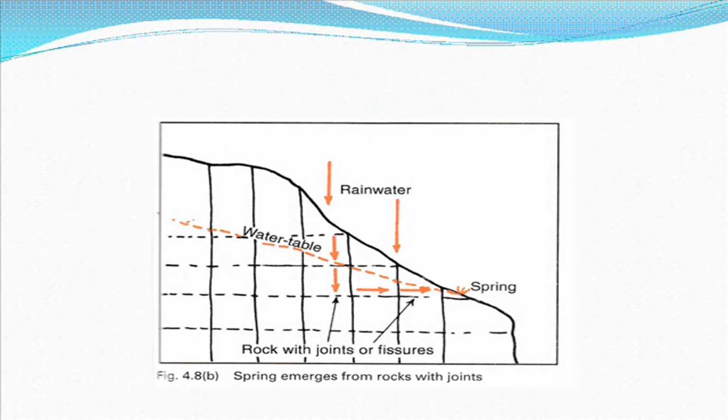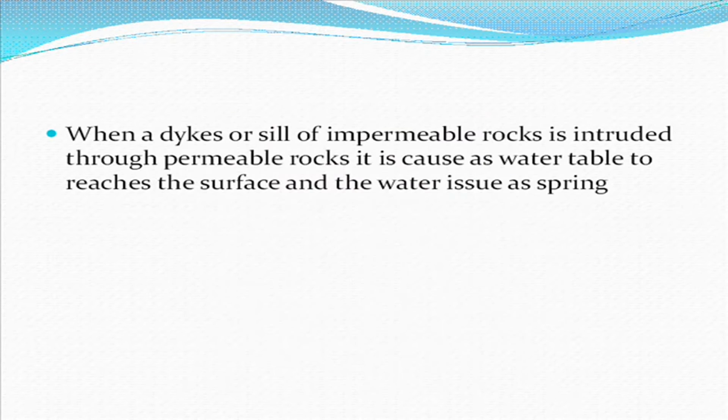See the picture carefully. Rock with joints or fissures. The water table level is noted in the orange color. When rainwater enters, the water table level is high, and the spring is found between the water table level and the joints. In the space in between, some water leaks and flows naturally. This is called a spring.